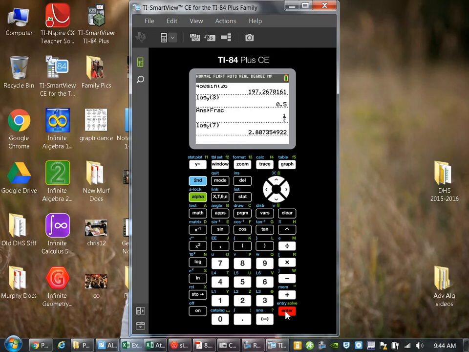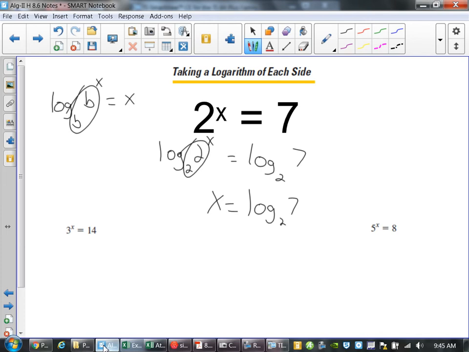2.81. If you check this, you would take 2 to the 2.81. Is it close enough to 7? Yeah, close enough. That's when you should check your solutions. I don't think I need to do another one of those.